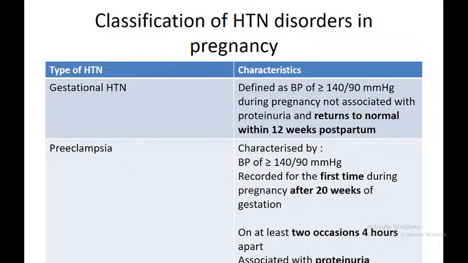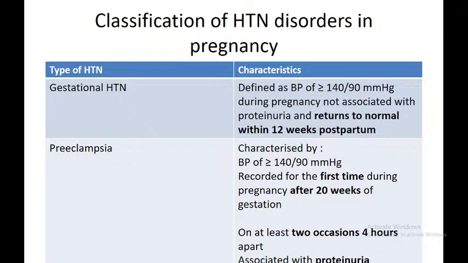So now we move on to the classification of hypertensive disorders in pregnancy. So we have gestational hypertension. Gestation is pregnancy. So gestational hypertension is a blood pressure of equal to or more than 140/90 that is seen during pregnancy but without proteinuria, and usually this blood pressure returns to normal within 12 weeks postpartum. So then only we should label this as gestational hypertension.